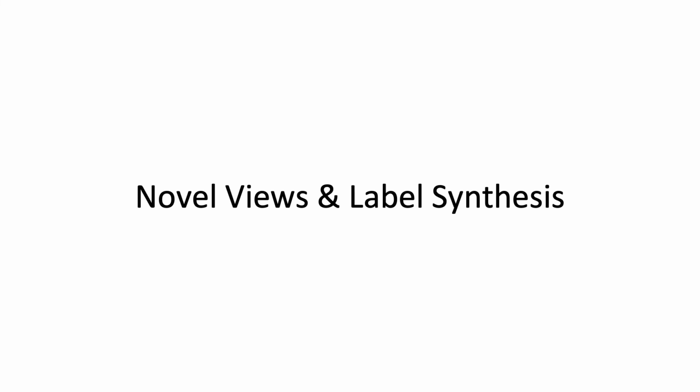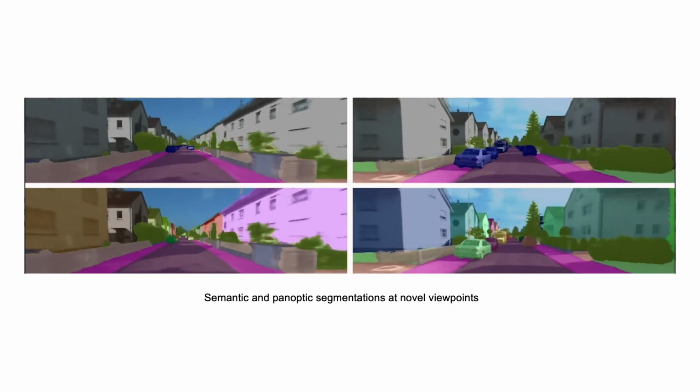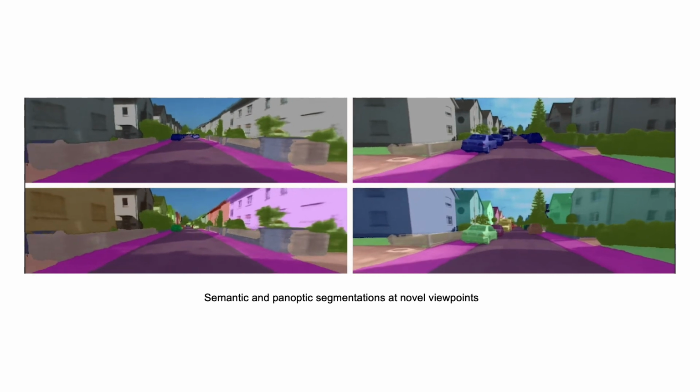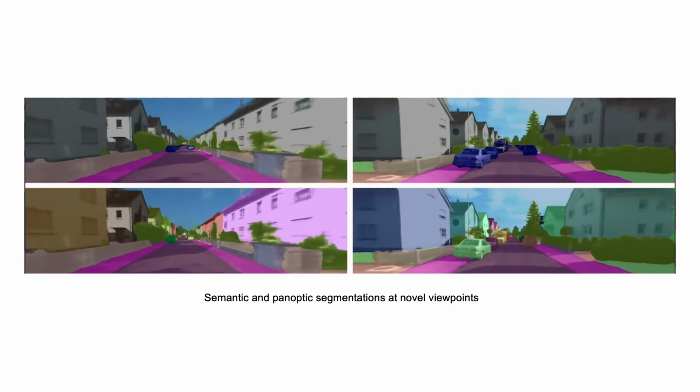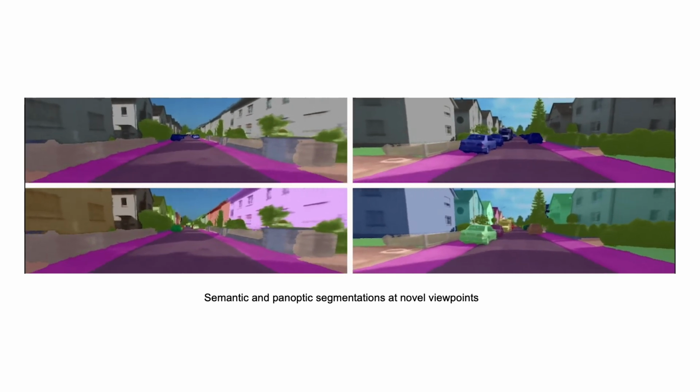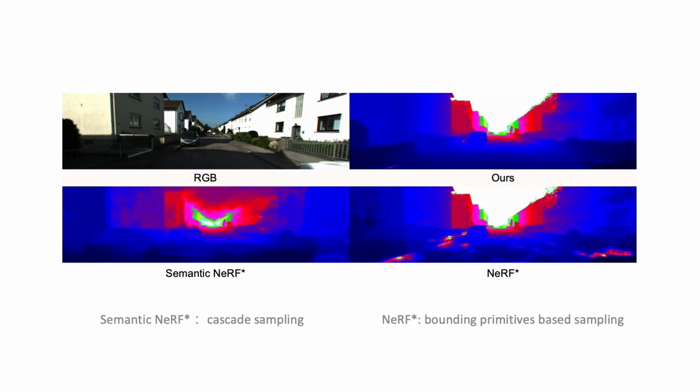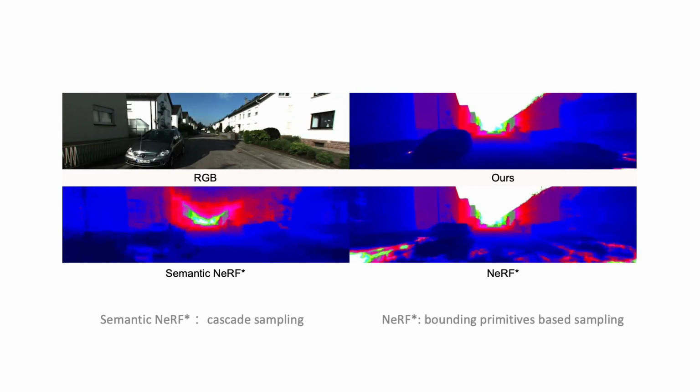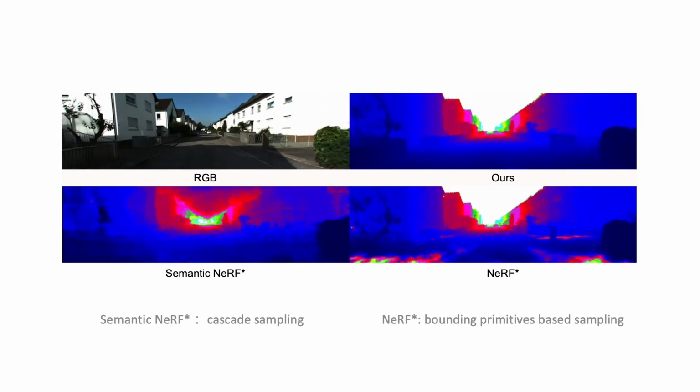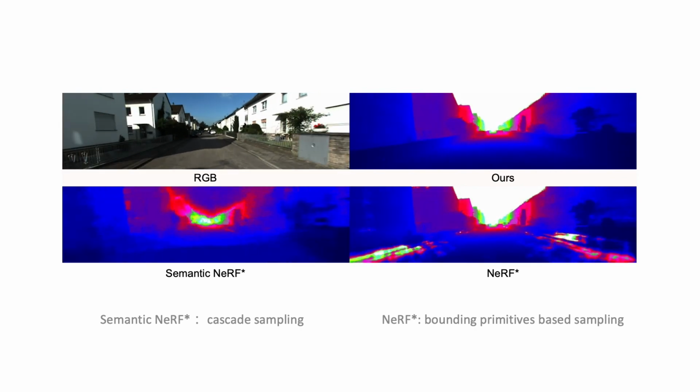Then, from the novel viewpoints, we show the rendered images and label synthesis results. Finally, we show rendered depth maps for qualitative comparison of geometric reconstruction. Using the semantically guided geometry optimization, our method yields more accurate depth maps.